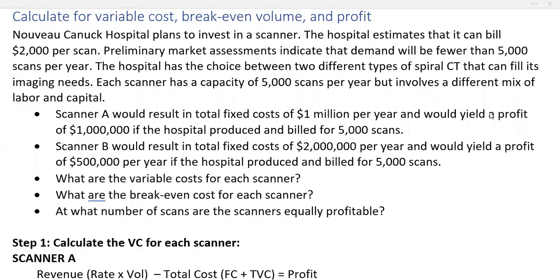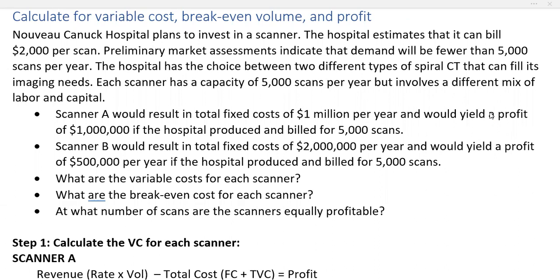In this video, we will demonstrate how to calculate the variable cost, the break-even volume, and the profit in a theoretical hospital that is trying to purchase equipment. In this example, we'll use Novacana Hospital, which is planning to invest in a scanner. This hospital estimates that it can bill $2,000 per scan, and market assessments indicate that demand will be fewer than 5,000 scans per year.